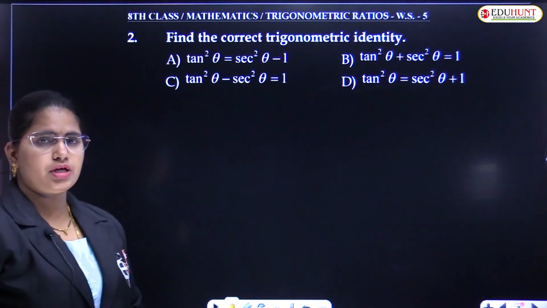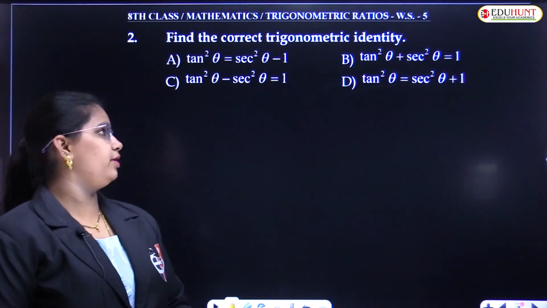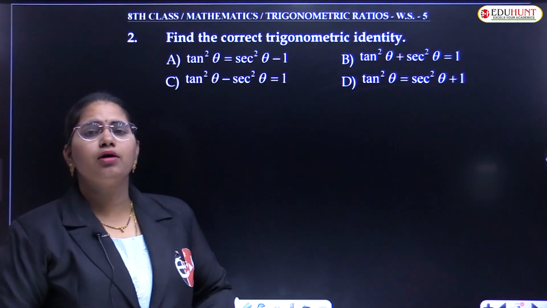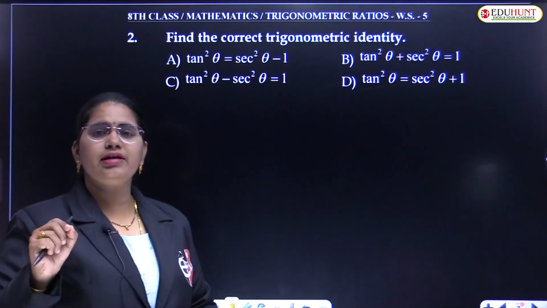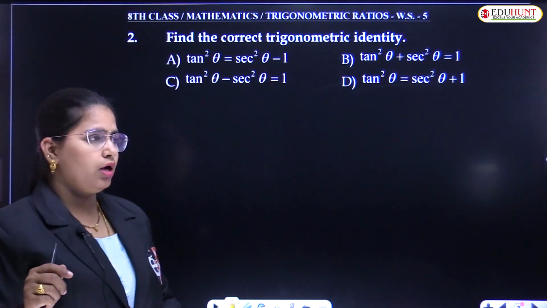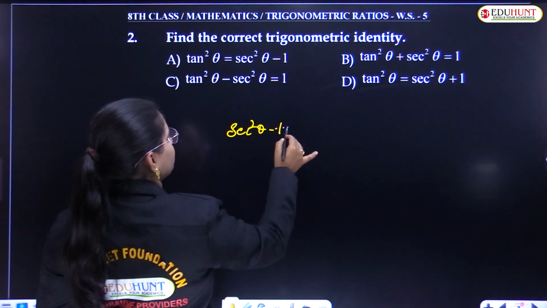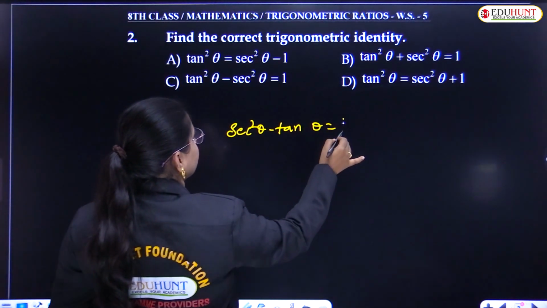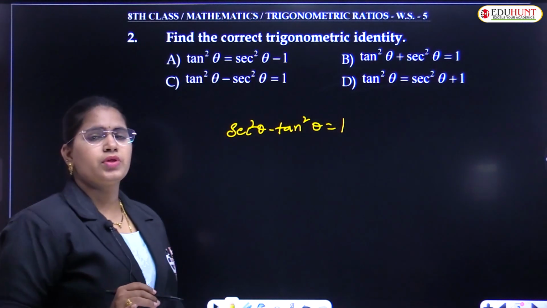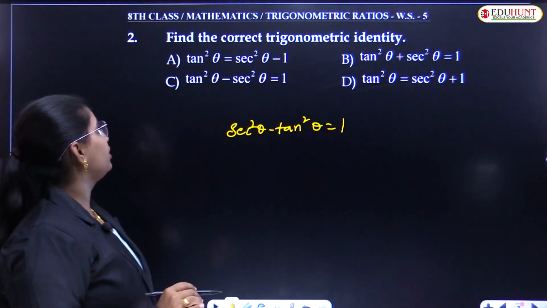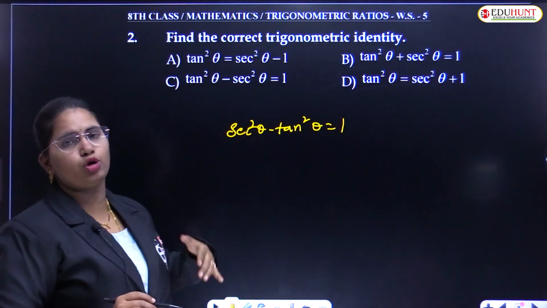Find the correct trigonometric identity. Out of the 3 trigonometric identities, this question was related to secant and tan. The relation between secant square theta and tan square theta is secant square theta minus tan square theta equal to 1. This is one of the trigonometric identities, but I couldn't find it in the given options.